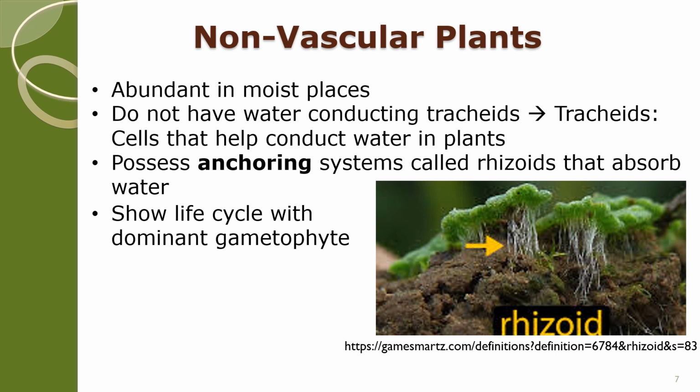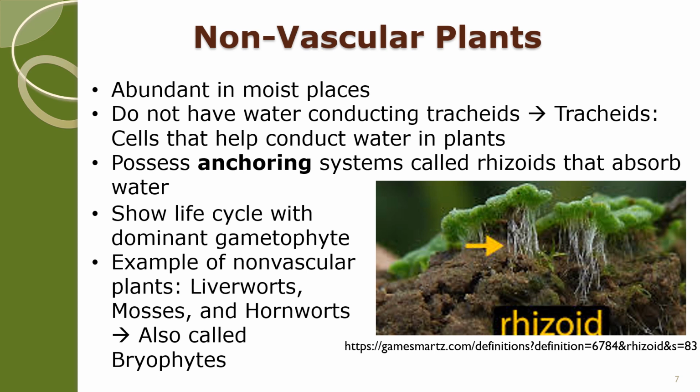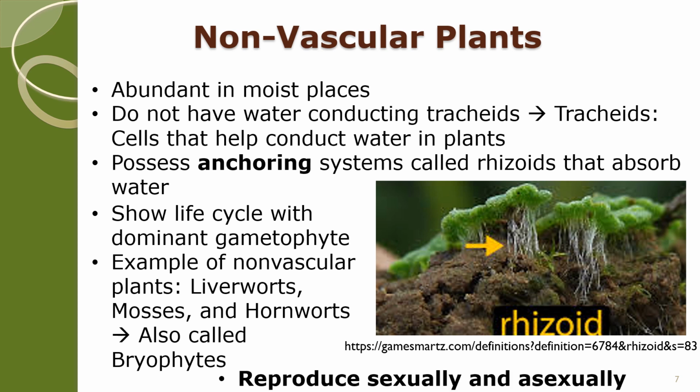Non-vascular plants show a life cycle that has a dominant gametophyte, which is the haploid stage of the plant's life cycle. There are three main groups of non-vascular plants, which include the liverworts, the mosses, and the hornworts, and collectively they're also called bryophytes. Non-vascular plants do show an asexual mode of reproduction, but they also are able to demonstrate sexual modes of reproduction, which gives rise to genetic diversity.